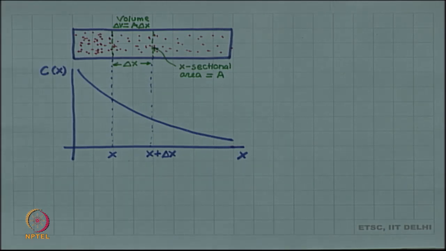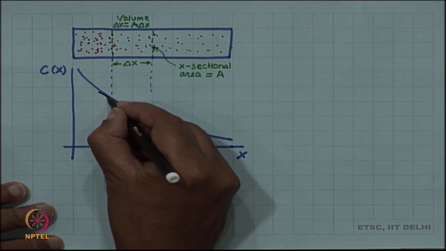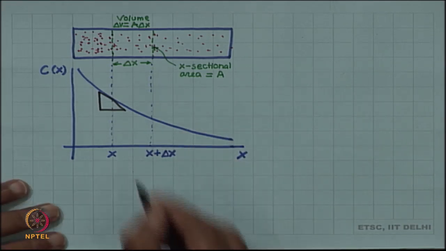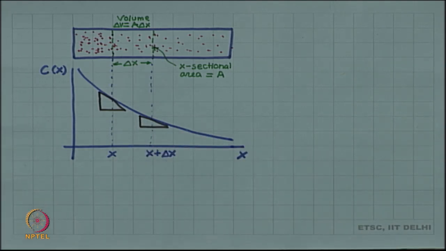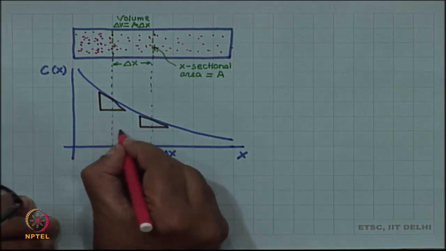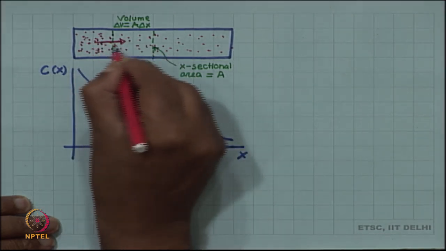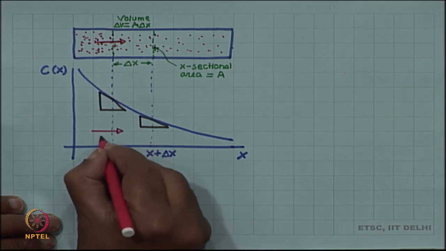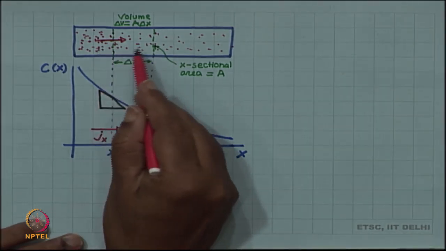Now we already know our Fick's first law. If we apply Fick's first law, we see that at x we have a certain concentration gradient, and at x plus delta x, we have another concentration gradient. So based on these concentration gradients, there will be a flux of these species. So there will be a flux at x. Let me call that Jx, which will be transporting material into this volume.